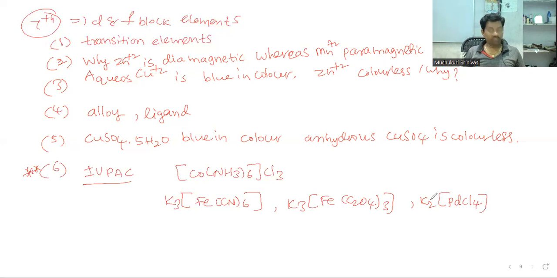Then some more questions are there. You just read some IUPAC names. If you know the concept of how to write IUPAC names, then you can write for any question. First, you have to know the concept: what are the IUPAC norms while writing the names of coordination compounds? You can write any question from this chapter. First, learn the concept.